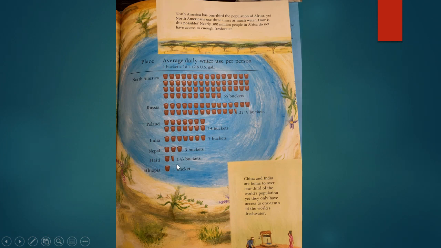Overall, which country uses the most water? Ding, ding, ding. North America, that's right. China and India are home to over 1/3 of the world's population, yet they only have access to 1/10 of the world's fresh water. That means China and India have a lot of people, and yet they don't have as much water.